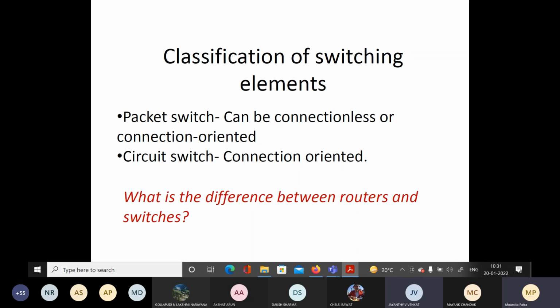Okay, so first is that we go back to our packet switching and circuit switching concepts. So when we want to forward the data in a connectionless manner, then we say that okay, fine, we are using packet switching. When we are using circuit switching, then we say that okay, it is connection oriented. But here in the slide you can see that for packet switch, it is showing that it can be connectionless or it can be connection oriented.